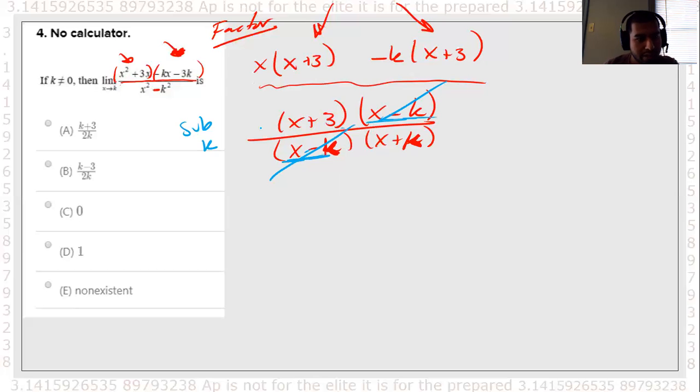So it looks like what? This one right here would be my answer. Because it would be k plus 3 on the numerator and k plus k on the denominator. Any questions on that? No.